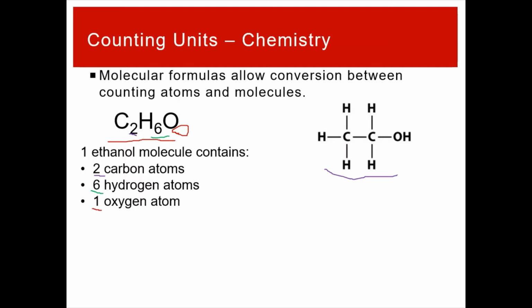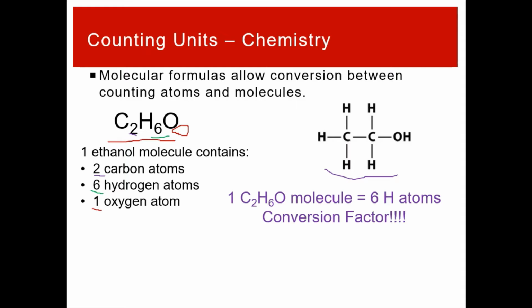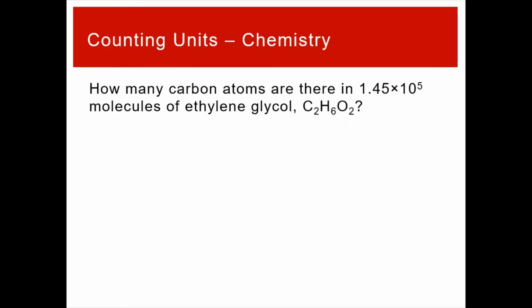A molecule is a group of atoms, right? You're grouping all these atoms together and defining a new object to count that we call molecules. And so we can use this as a conversion factor to change what we're counting. One C2H6O molecule is the same thing as having 6 hydrogen atoms. That relationship could be true for any sort of atoms inside a molecule. That molecule is a package that holds some number of atoms together. So let's see how we can use this.